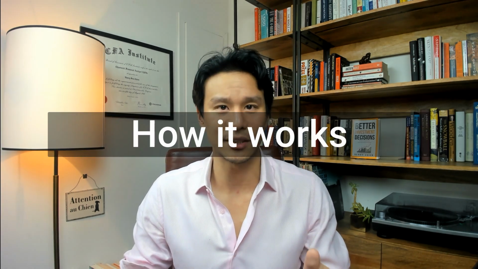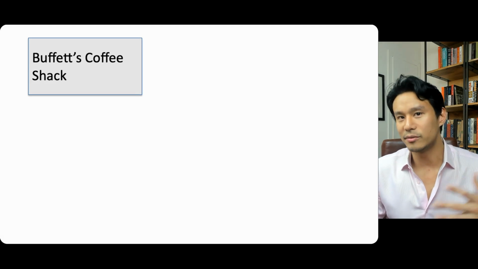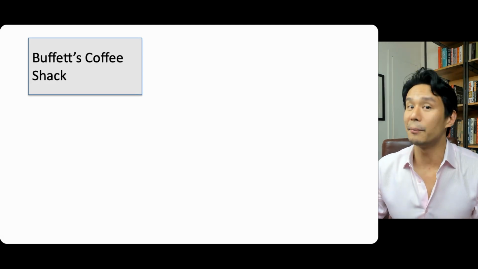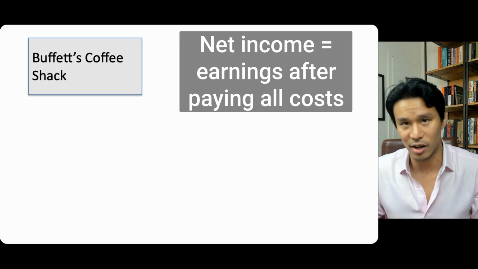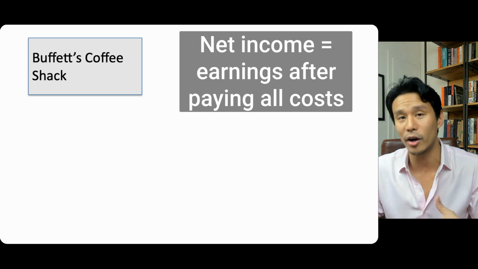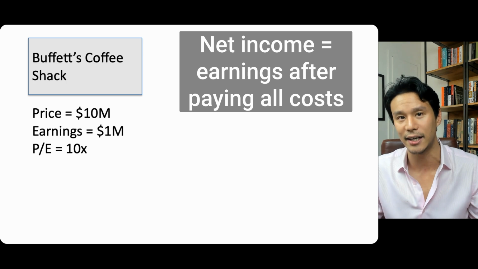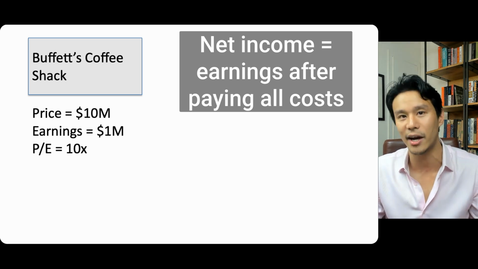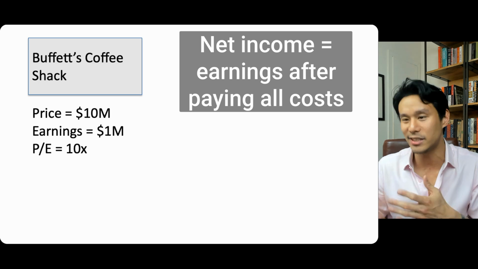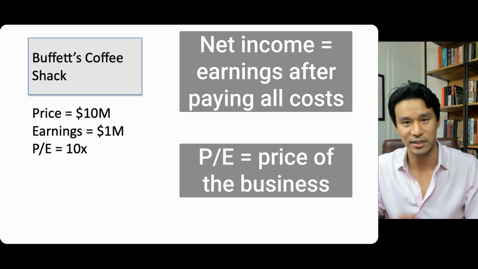Here's how it works. Say we have a coffee shop. Let's call it Buffett's Coffee Shack. Now, this coffee shack is making $1 million in net income. That's the earnings of the business after paying all of its costs. The price of the business on the market is $10 million, so $10 a share, and it's got 1 million shares outstanding. That $10 million price versus $1 million in earnings is a 10 times PE multiple. You're paying 10 times for each dollar of earnings. That's the price of Buffett's Coffee Shack.